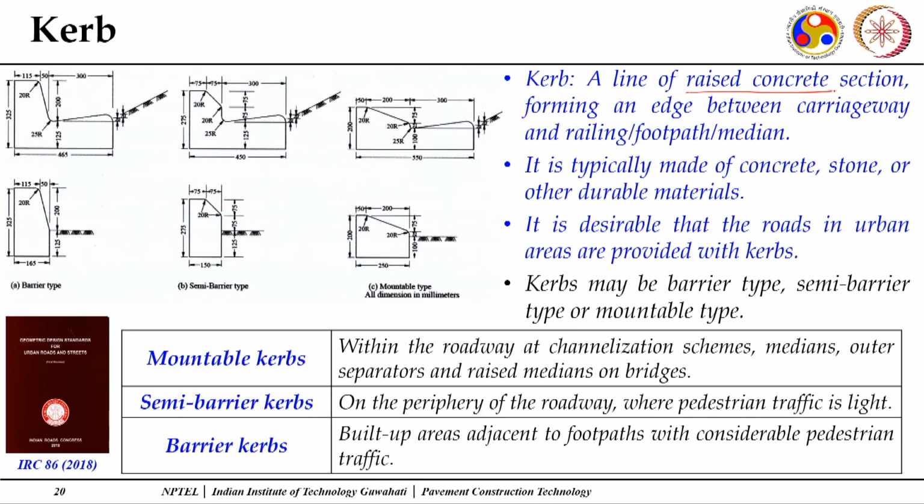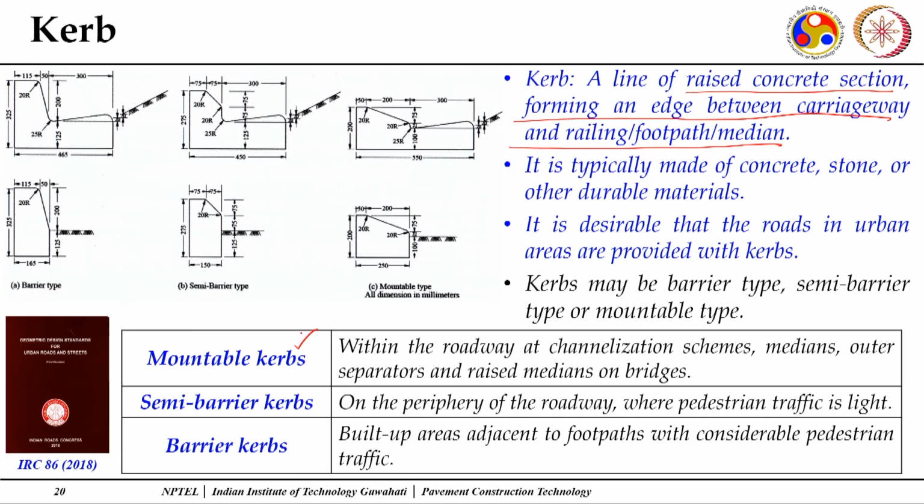So what is a curb? A line of raised concrete section forming an edge between the carriageway and the railing, footpath or median. It is a raised concrete section constructed to separate out either the median, the footpath, the movement, or the railing. Those are separated out with a raised concrete structure which we call a curb.